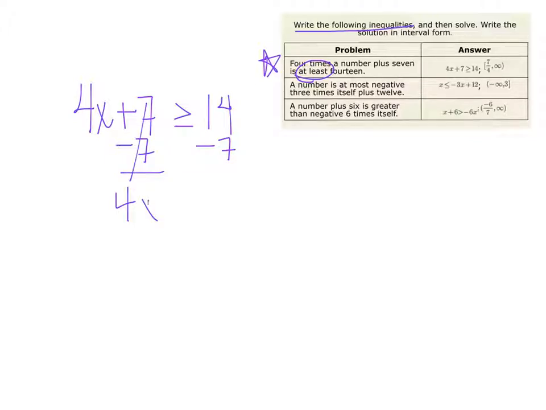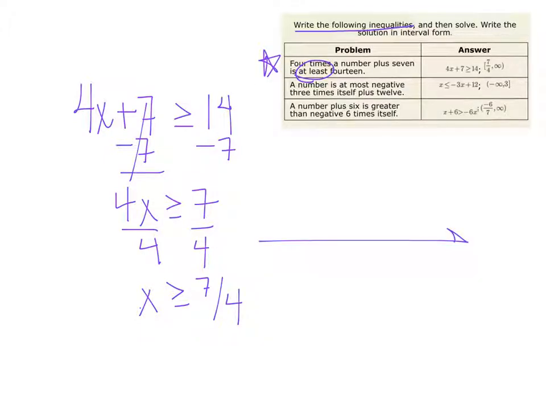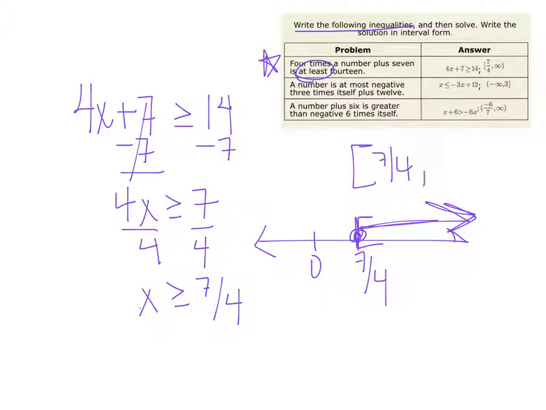Getting 4x is greater than or equal to 7. Then we divide by 4. x is greater than or equal to 7/4. Putting this on a number line, we want x's to be greater than or equal to, so if it's equal to, we can close circle it or give it a bracket, and greater than.